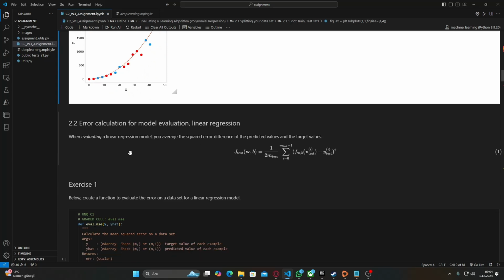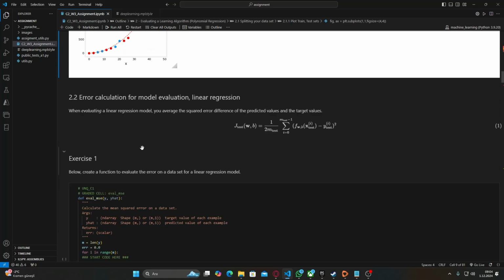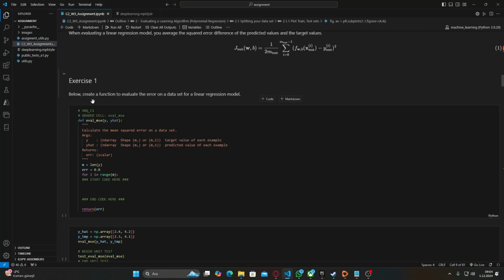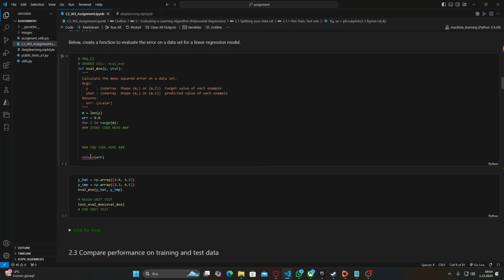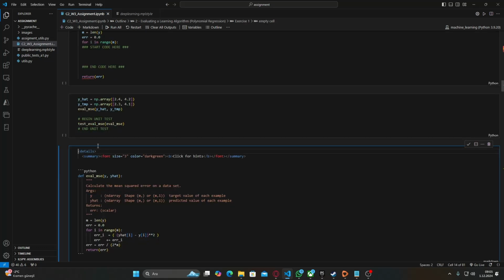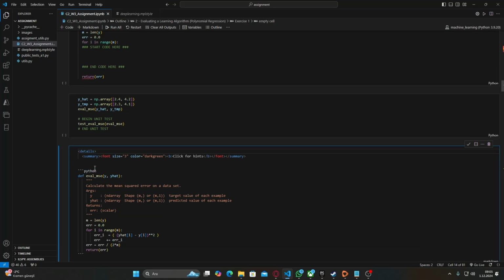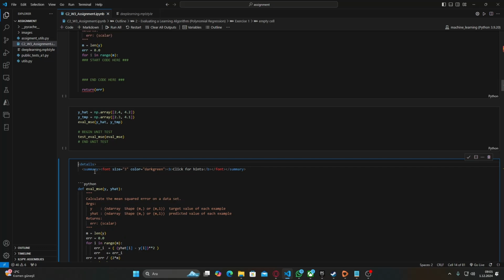Yeah. And error calculation for model evaluation with linear regression. We have this mathematical representation of our linear regression, and we have the exercise here: create a function to evaluate the error on a data set for a linear regression model. Okay, begin unit test, this one. Okay, I'm just clicking for the hint. Actually, okay, this is basically giving me the code, I guess, isn't it? Yes, actually, it simply gives me the error.